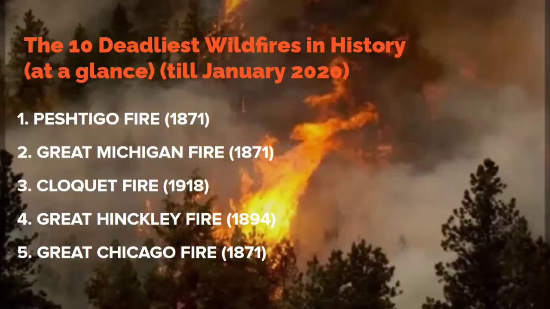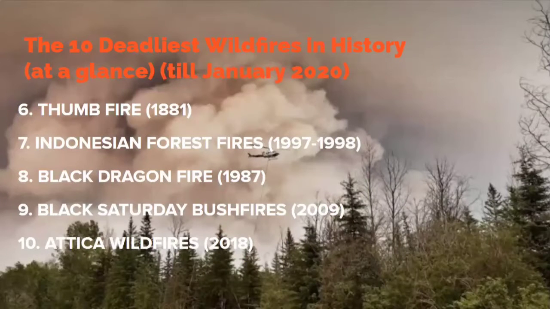Now, these are the 10 deadliest wildfires in history till January 2020. The first one is Peshtigo Fire, which occurred in 1871, followed by Great Michigan Fire, which too occurred in 1871. Third one is Cloquet Fire, which occurred in 1918. Fourth one is Great Hinckley Fire, which occurred in 1894. Fifth one is Great Chicago Fire, which occurred in 1871. Sixth one is Thumb Fire, which occurred in 1881.